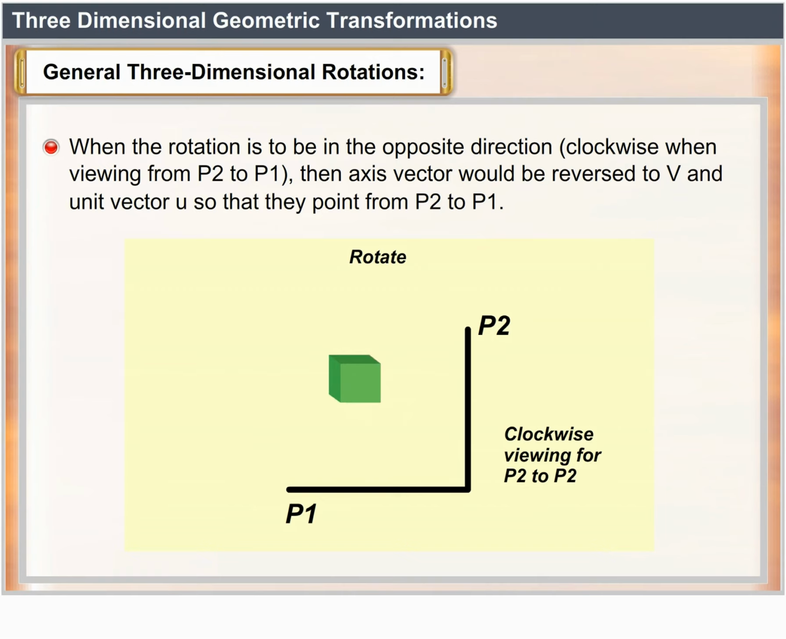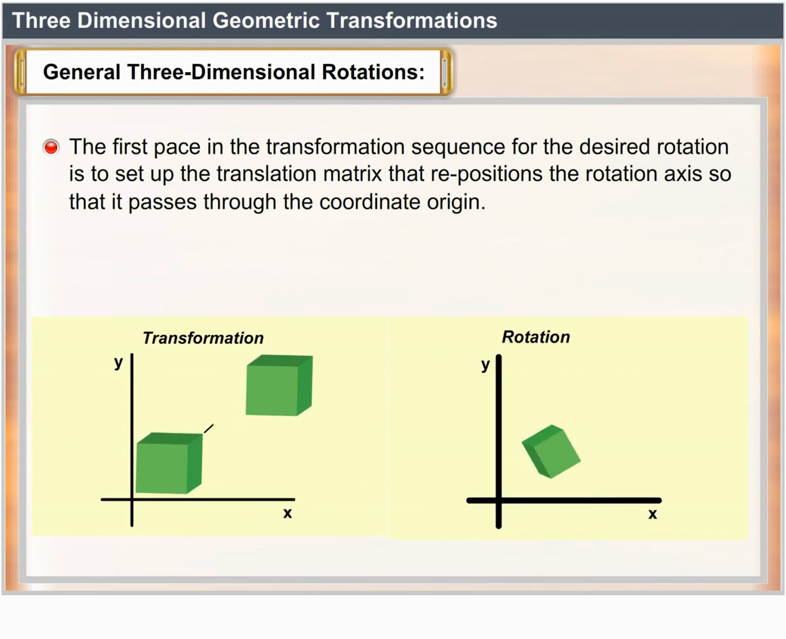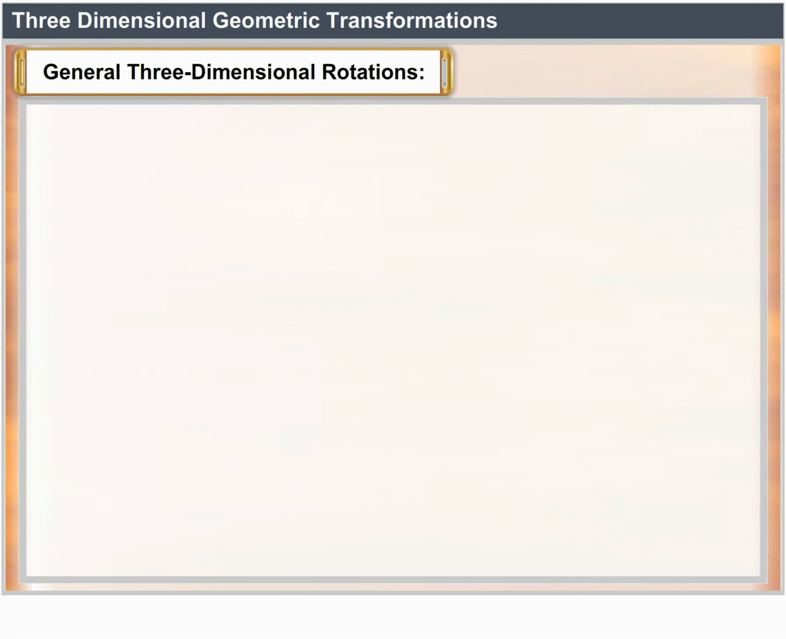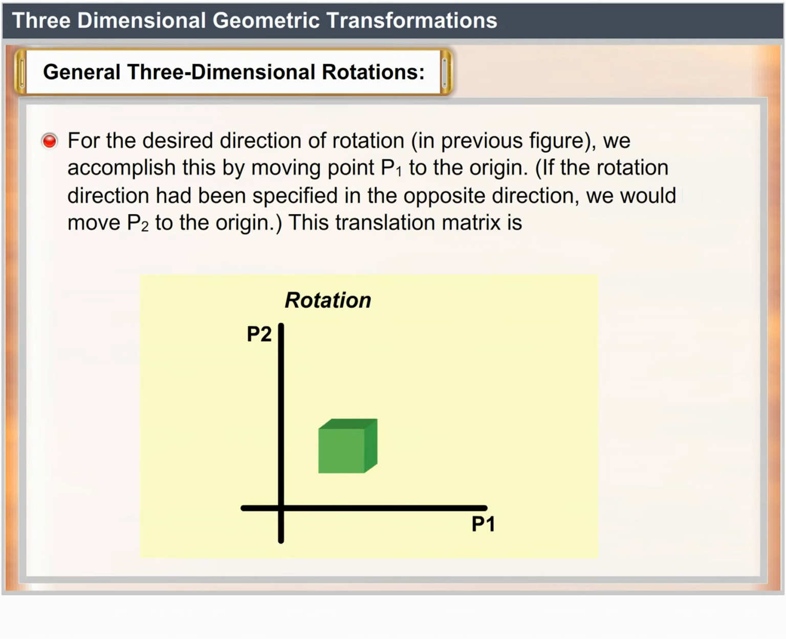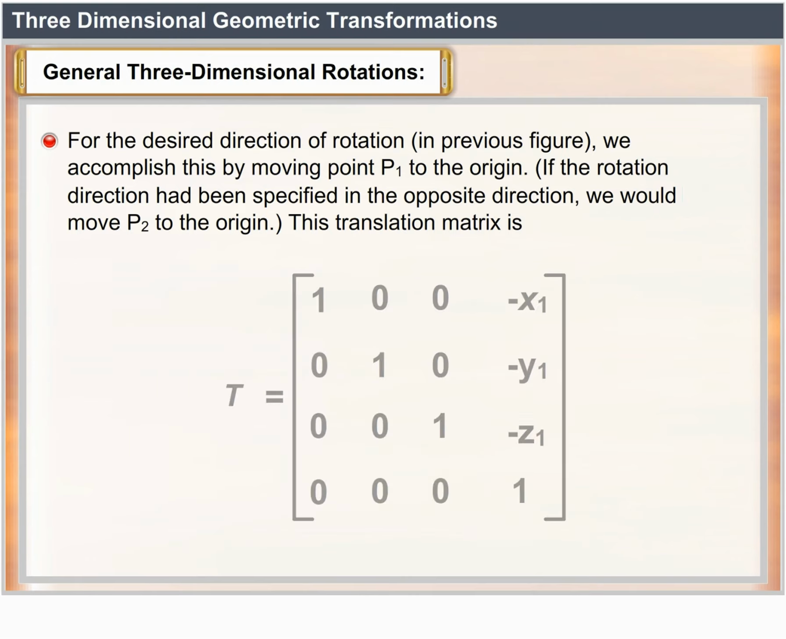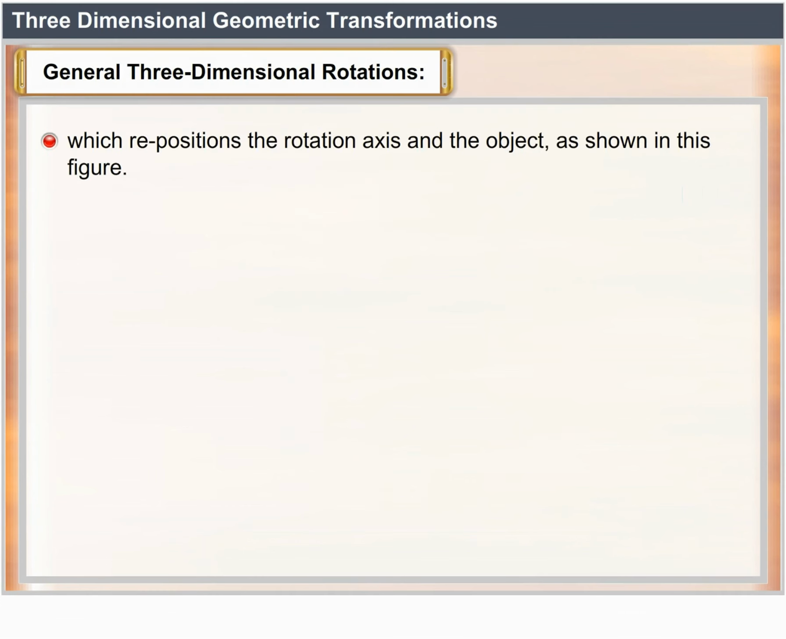The first step in the transformation sequence for the desired rotation is to set up the translation matrix that repositions the rotation axis so that it passes through the coordinate origin. For the desired direction of rotation, in the previous figure, we accomplished this by moving point P1 to the origin. If the rotation direction had been specified in the opposite direction, we would move P2 to the origin. The translation matrix is as shown below, which repositions the rotation axis and the object as shown in this figure. Translation of the rotation axis to the coordinate origin.